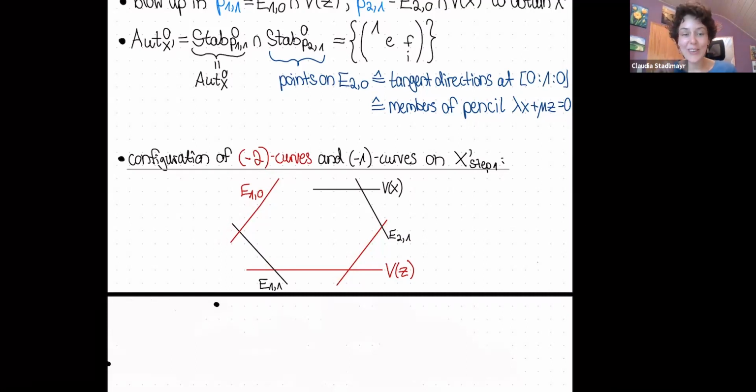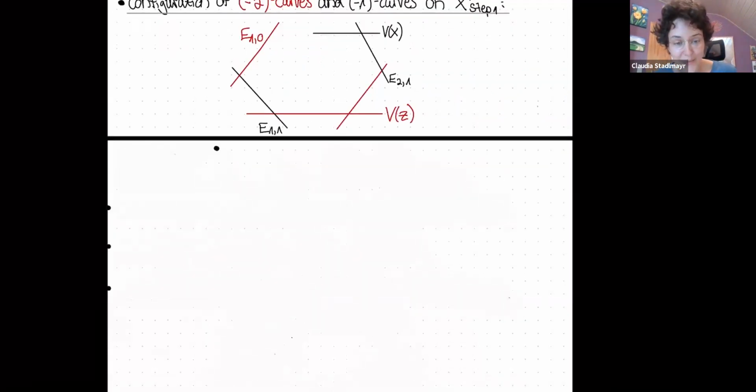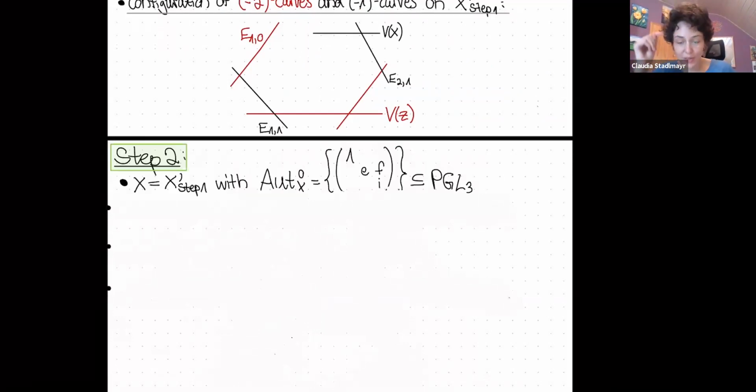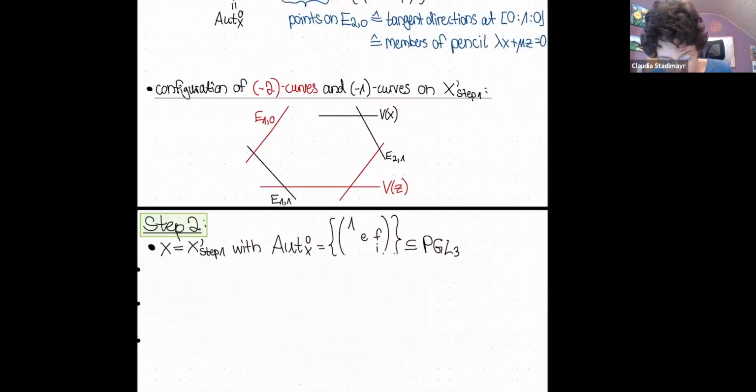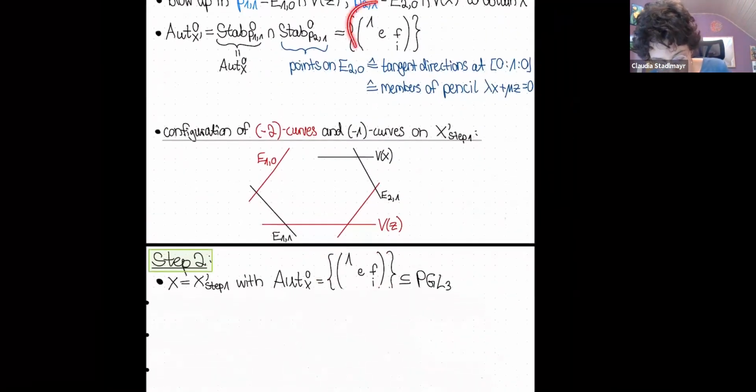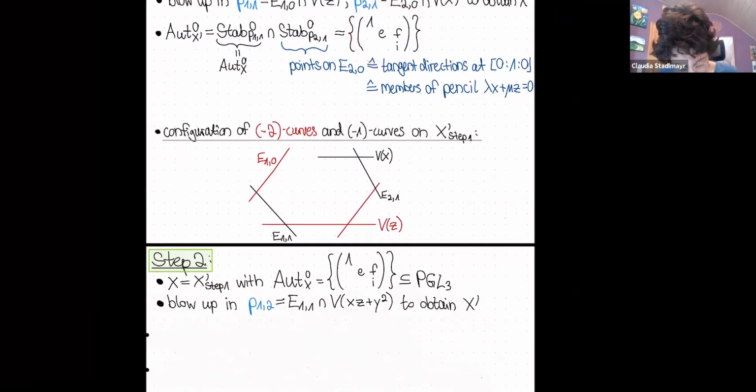Okay, and now let's go on to the next step of our example. As I told you, in each step, we start with the del Pezzo surface of the previous step. So we have this one, we already computed its connected automorphism scheme to be this, and we want to blow up 1 point. For example, P12 on the latest exceptional divisor E11, and P12 should be the intersection point with the strict transform of this conic.